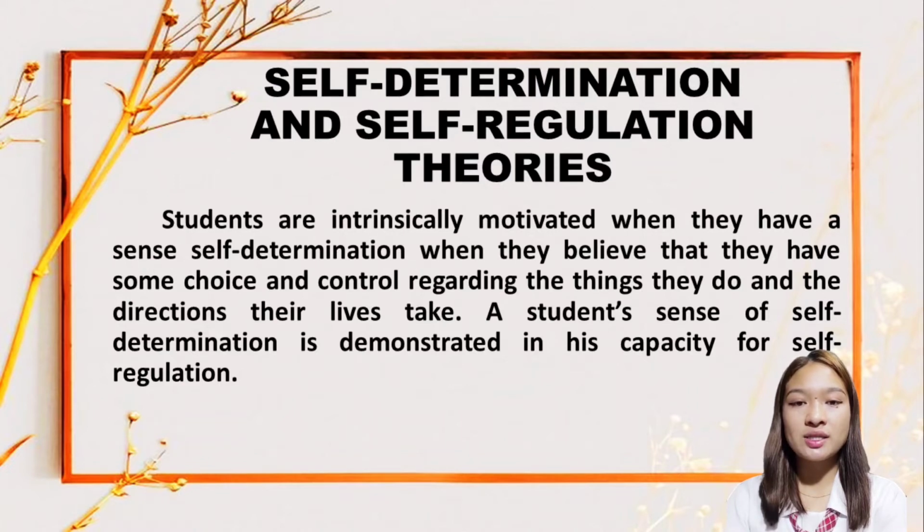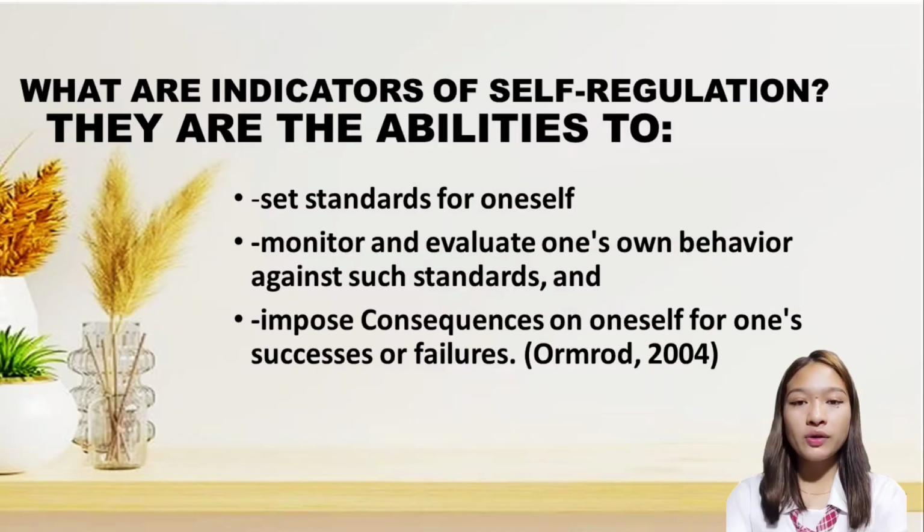Self-determination theory suggests that people are motivated to grow and change by three innate and universal psychological needs. This theory suggests that people are able to become self-determined when their needs for competence, connections, and autonomy are fulfilled. What are indicators of self-regulation? They are the abilities to set standards for oneself, monitor and evaluate one's own behavior against such standards, and impose consequences on oneself for one's successes or failures.